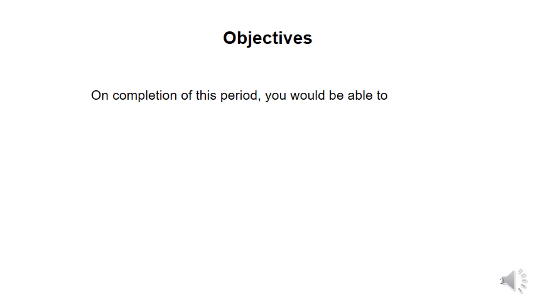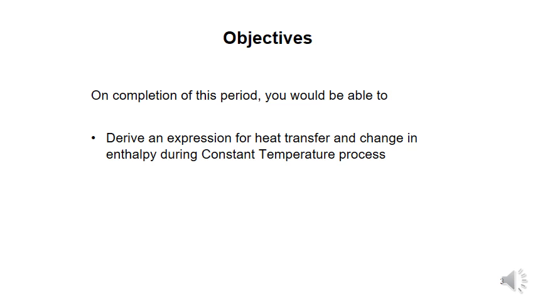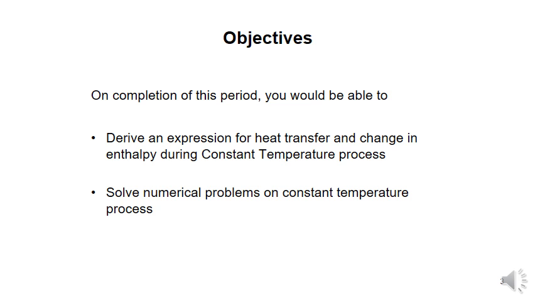Next, in this class we will discuss the expression for the heat transfer and change in enthalpy during the constant temperature process. We know that as the temperature is constant, the change in enthalpy and the change in internal energy are also 0. Then we will solve some problems based on the constant temperature process, that is the isothermal process.